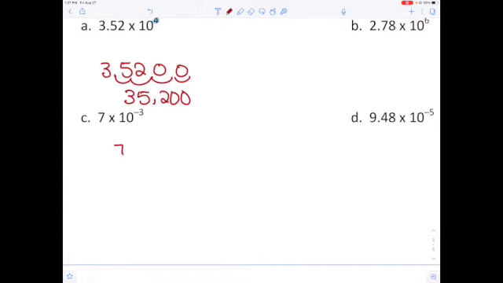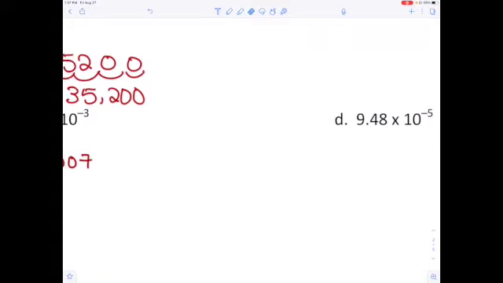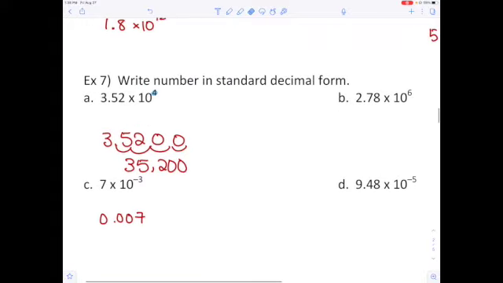Next one, you have the negatives. So you have 7 times 10 to the negative 3. That means making the number smaller by 3 decimal places. So decimals here, 1, 2, 3. If you fill in, that's going to be 0.007. That is your answer for letter C. Next one, please pause the video and come back and check your answer.